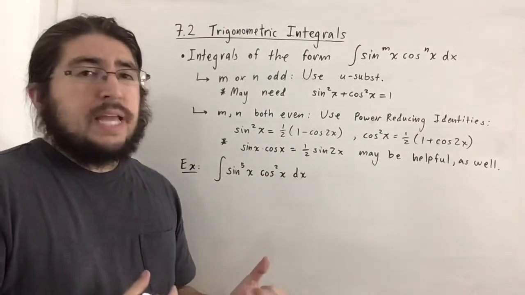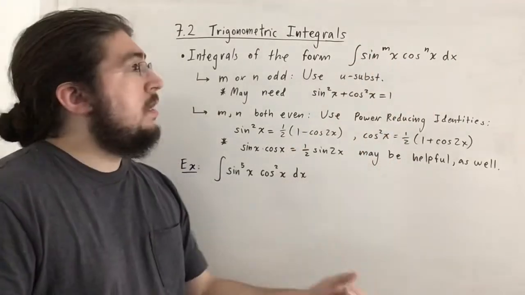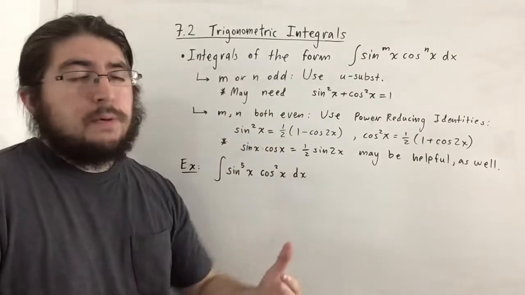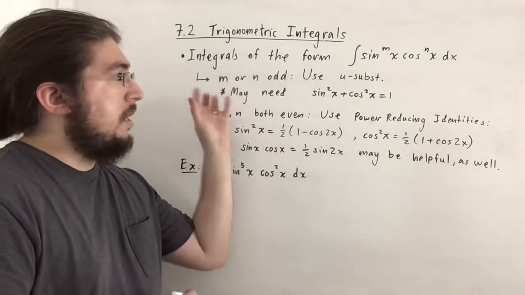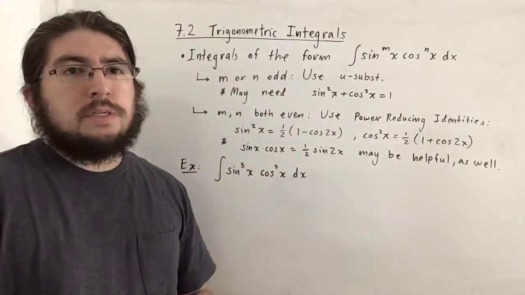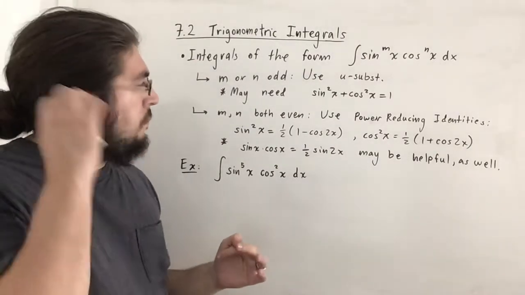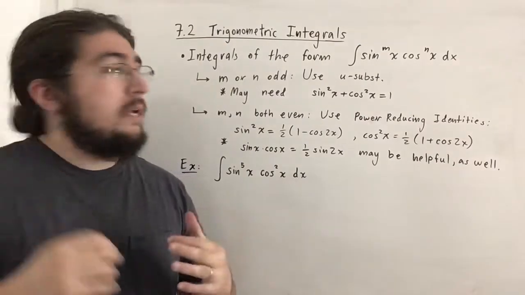And basically we have different cases depending on the parity of the powers. That is, if one of the powers is odd, could be both of them are odd actually, but if at least one of them is odd, we must consider some type of U substitution. And I'll talk a little bit more about that once we get into more examples. But just know that U substitution will be used there.